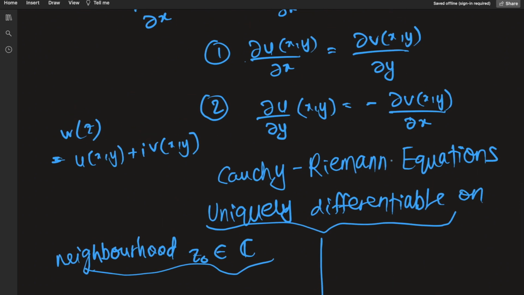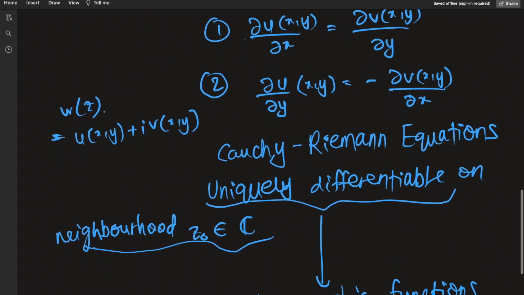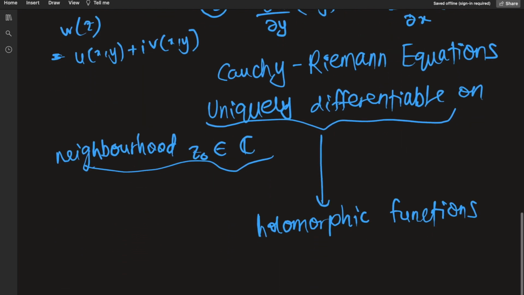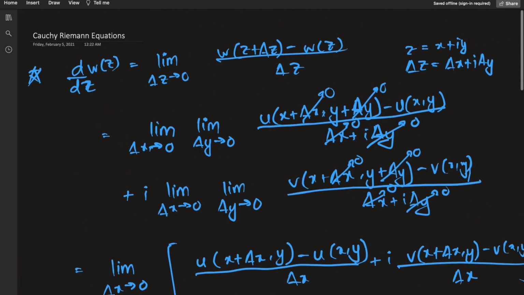So Cauchy Riemann equations, if any function like this satisfies these equations, then it is holomorphic. That's the basic idea about this.